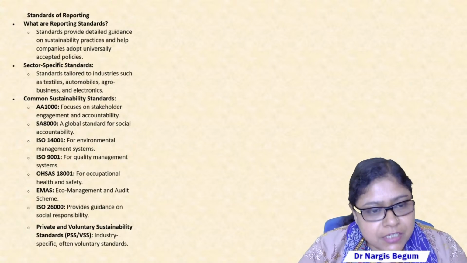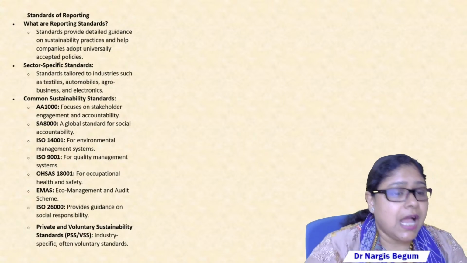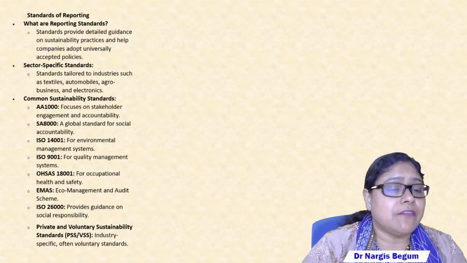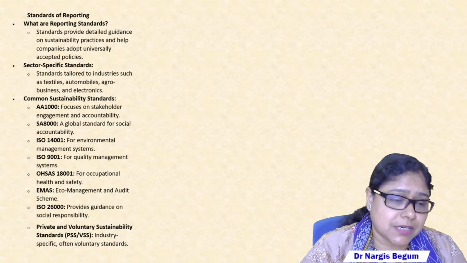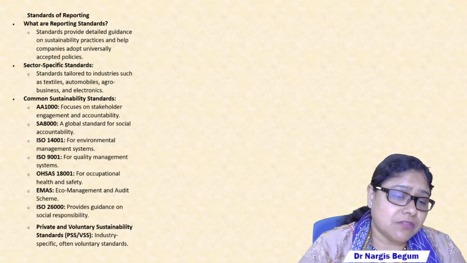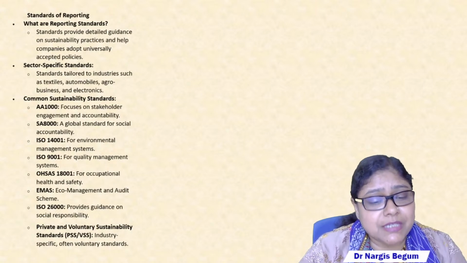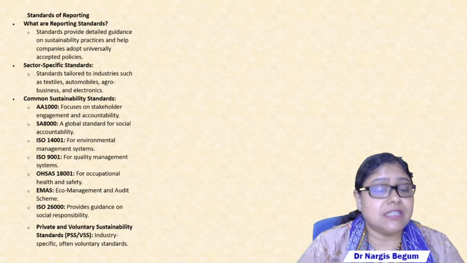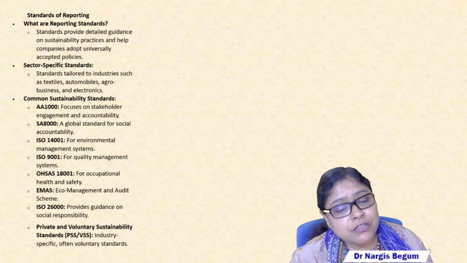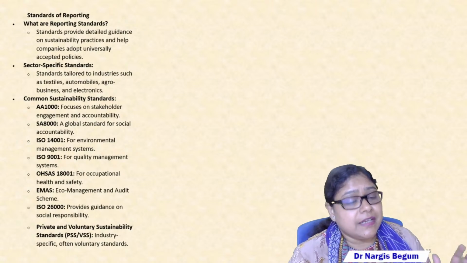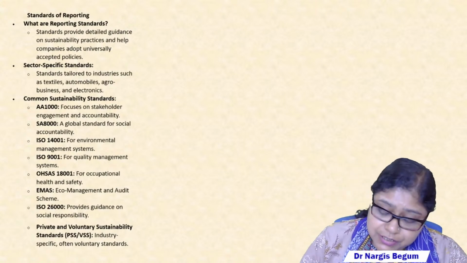There are different commonly used sustainability standards. We have AA 1000, focusing on stakeholder engagement and accountability. SA 8000, a global standard for social accountability. ISO 14001, used for the environmental management system. ISO 9001, used for the quality management system. OHSAS 18001 is for occupational health and safety. EMAS is the Eco Management and Audit Scheme. ISO 26000 provides guidance on social responsibility. Private and voluntary sustainability standards are industry specific and often voluntary standards.